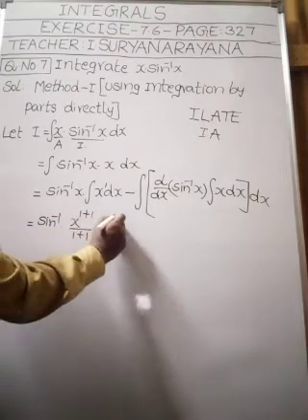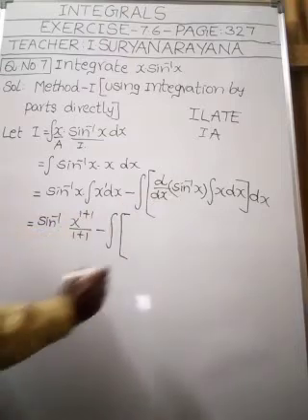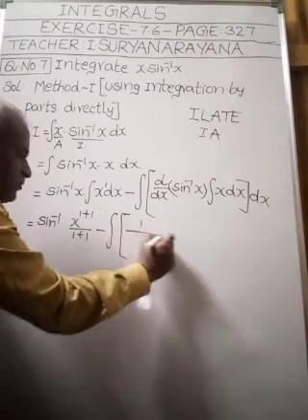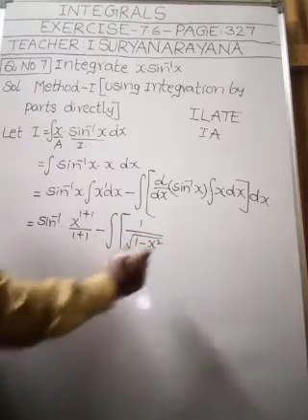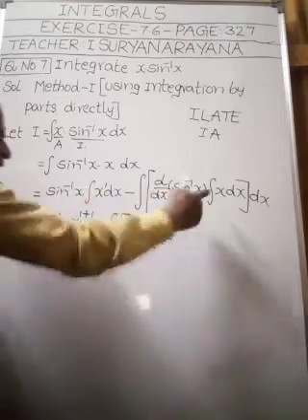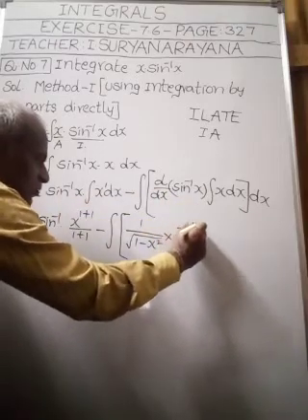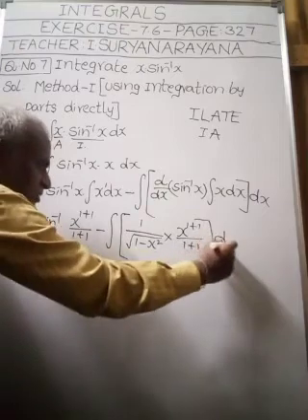Right. Minus integral of d by dx of sine inverse x. What is the formula? Do you remember that? 1 by root of 1 minus x square, into the same integral, so x power 1 plus 1 by 1 plus 1, whole dx.